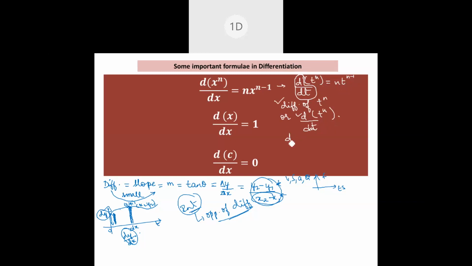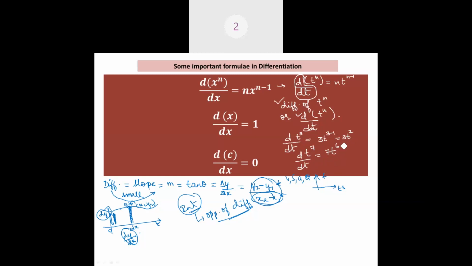Let's look at that one. Suppose we have d by dt of t power 3. What is n here? 3. See, t power n, like the formula. Here n is 3. So n into t power n minus 1, so this becomes 3t square. Alright. Like that only, let's see fast. T power 7. What will it be? N into t power n minus 1, 7t to the power of 6.